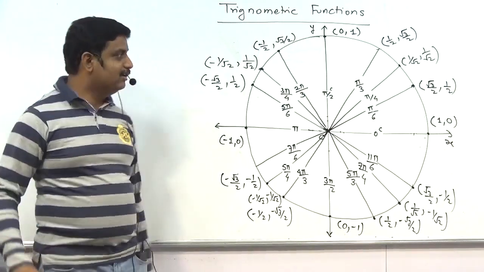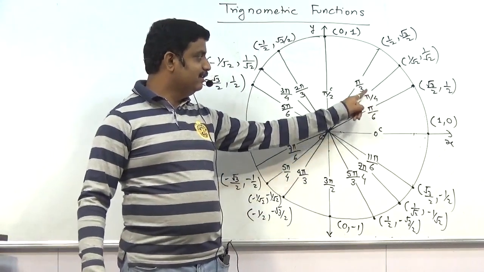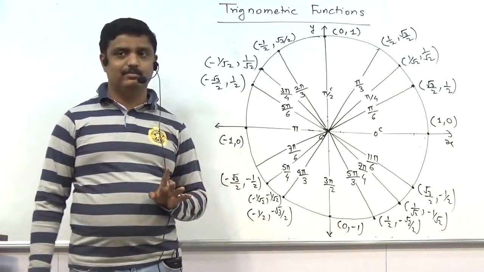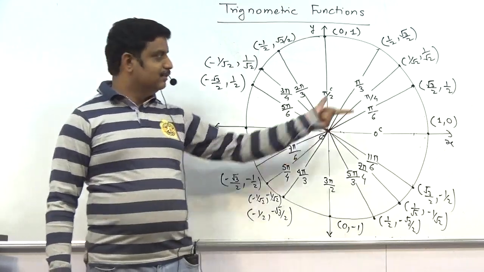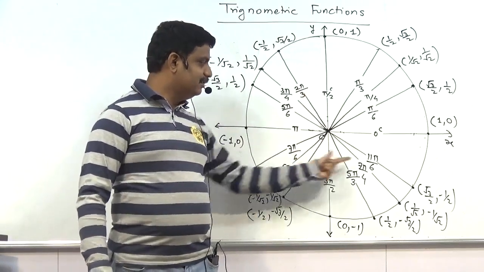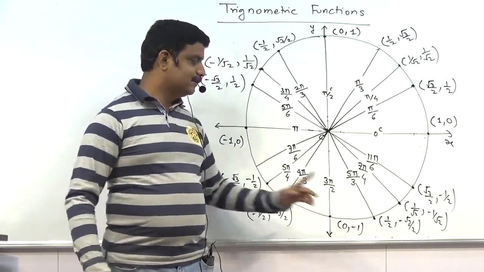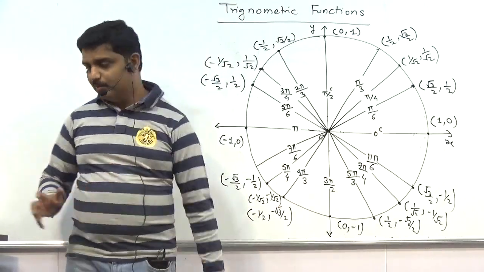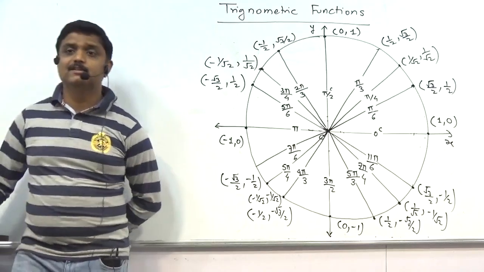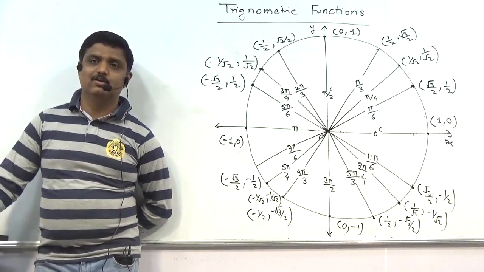In every quadrant, 3 lines are there. 30, 45, 60. Getting this? 3, 3, 3, 3, total 12 angles plus these 4 quadrantal angles. You will have to remember trigonometric functions of these 16 angles in all.